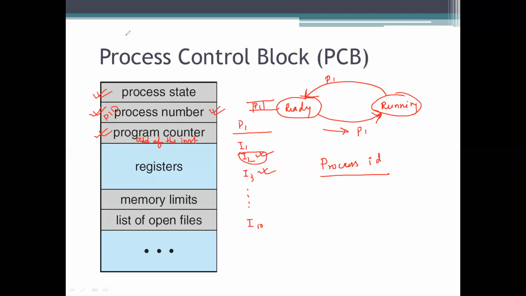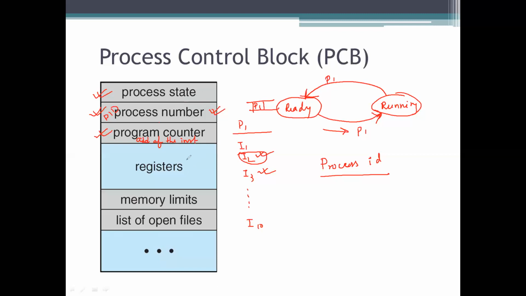So the process state stores the current state of the process. When the process is waiting in the ready queue, the process state is ready. When the process is in the running state, the state is running. When the process is waiting to perform the IO operation, the state is waiting. And when the process completes its execution, the state is terminated. So the process state stores the current status of the process.